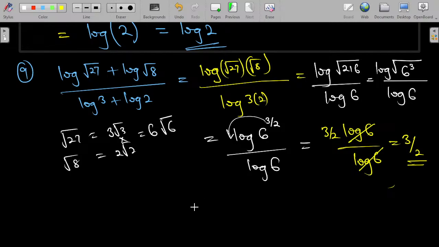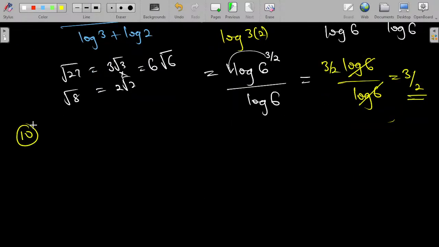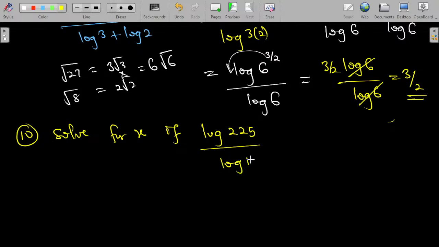All right, like I said, I'm going to take a break after number 10. So let's look at number 10, and it seems I'm going to leave number 10 as an exercise. So it says solve for x if log 225, I think that should be 225, not 255. That's a typographical error. So this is log 225 all over log 15 is equal to the log of x. You are asked to find the value of x.